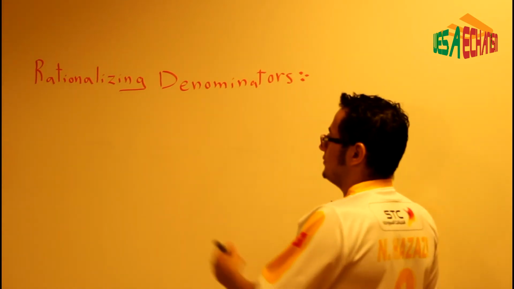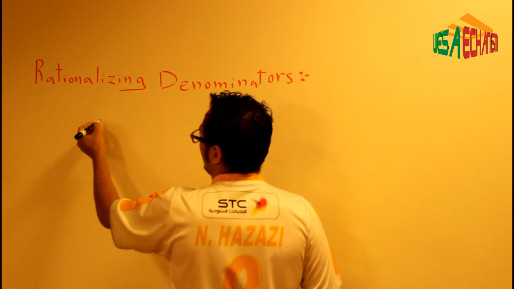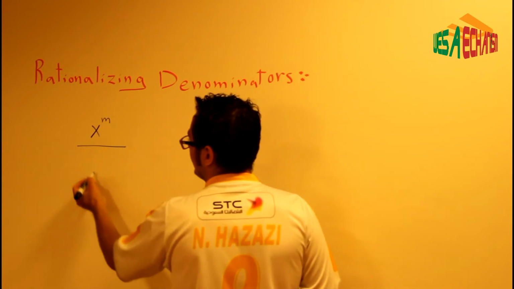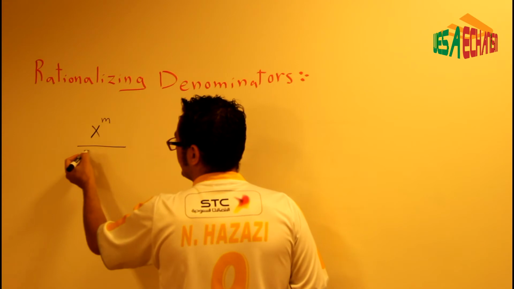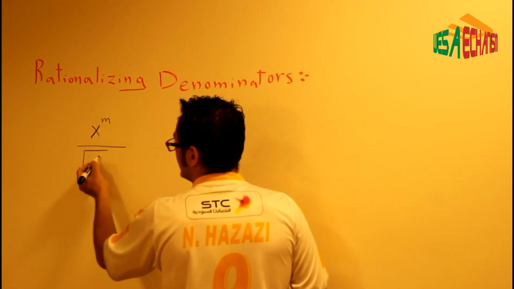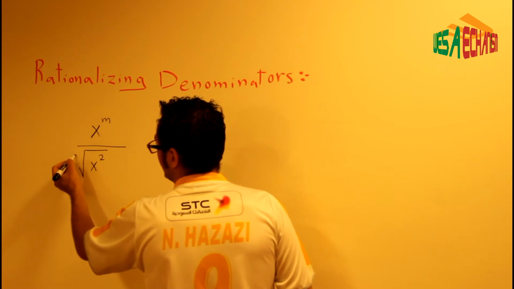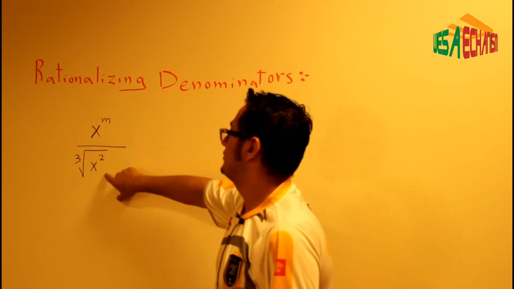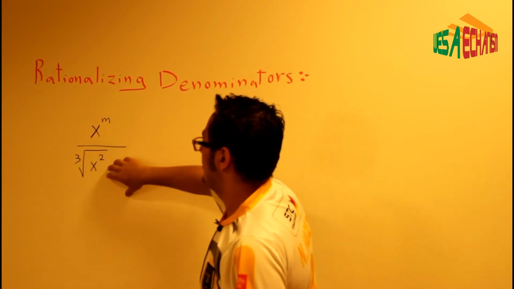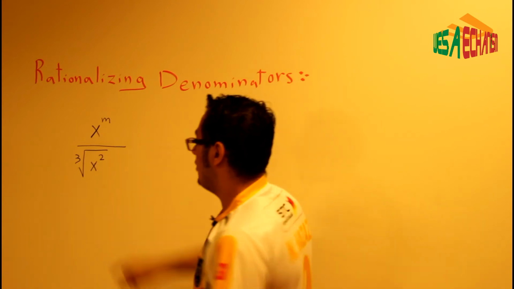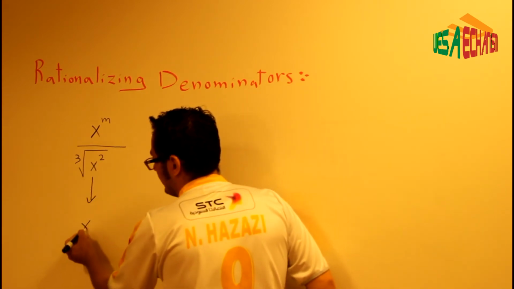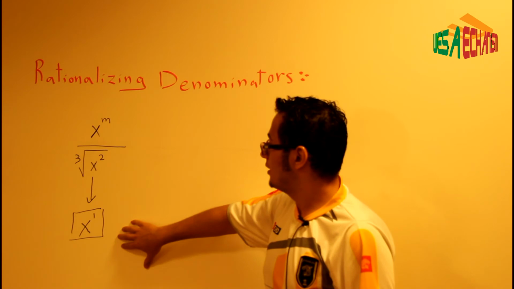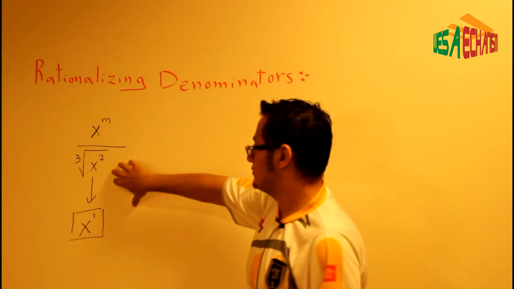Another easy example. Let's say that we have x to the power m divided by the cube root of x squared. And this is our denominator. We want to make sure that we have only x to the power 1. This is our goal. So what we have to do is simplify this first.